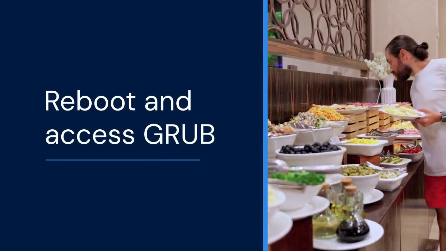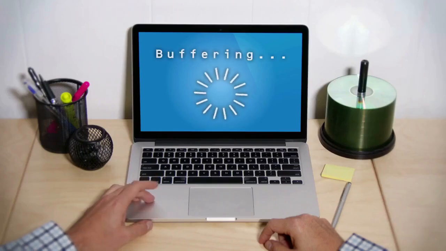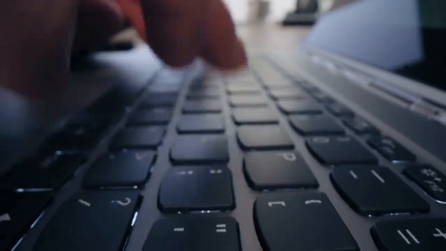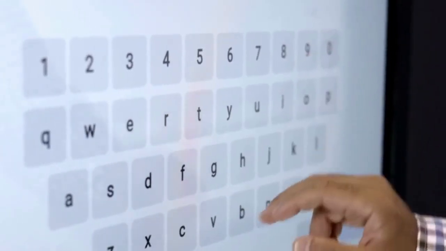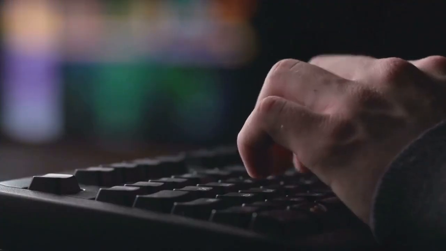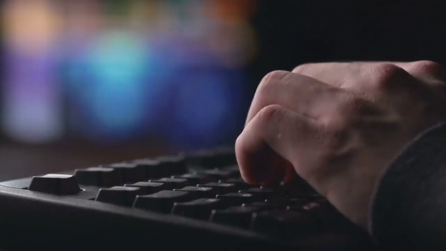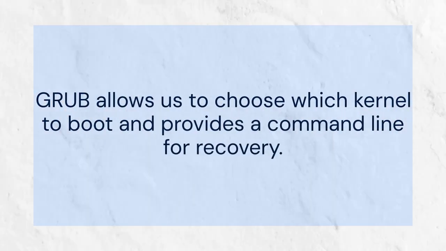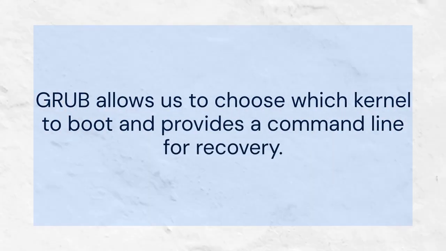1. Reboot and access GRUB. The first step is to reboot your computer. As it starts, hold down the Shift key. This should bring up the GRUB boot menu. If you don't see it, try pressing the Escape key repeatedly. GRUB allows us to choose which kernel to boot and provides a command line for recovery.